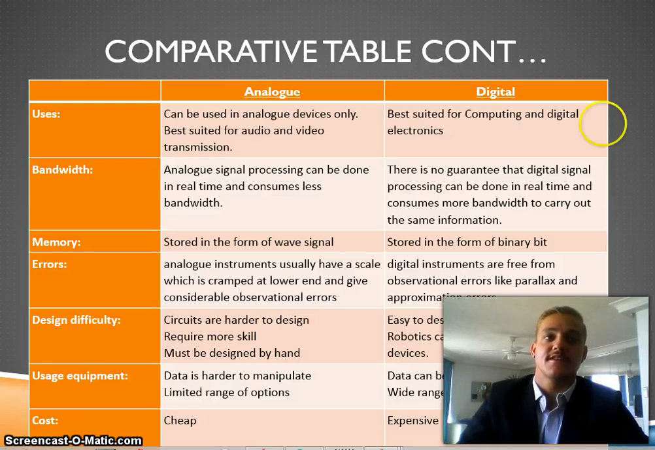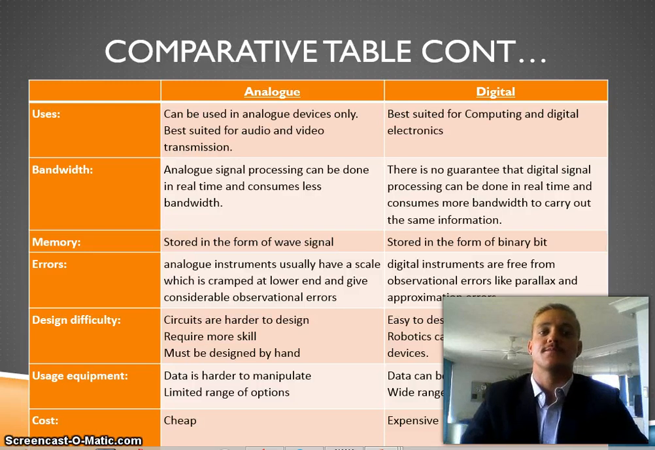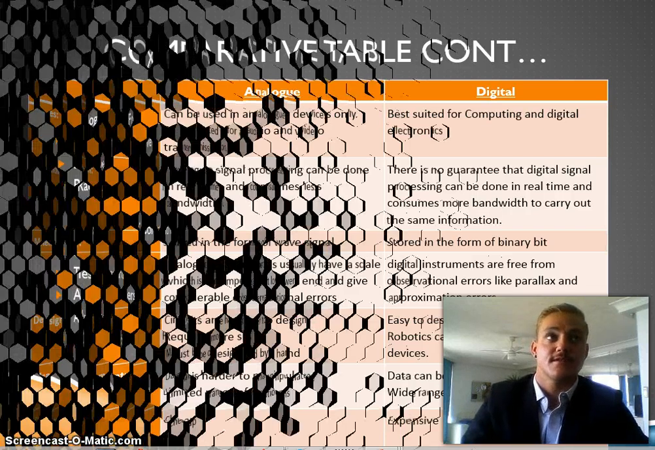Differences in usage equipment. Many devices come with built-in transmission facilities from analog to digital. Microphones and speakers are perfect examples of analog devices. Analog technology is cheaper but limited to data transmission. Digital technology has revolutionized the way equipment is used. Data can be easily manipulated, thus there is a wider range of options. Digital equipment is more expensive than analog equipment.